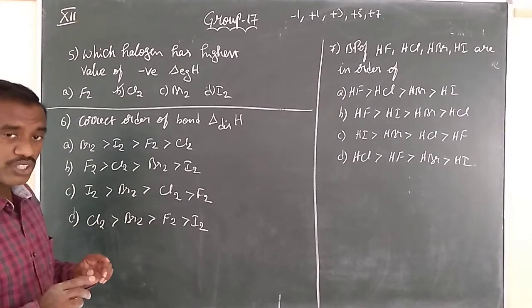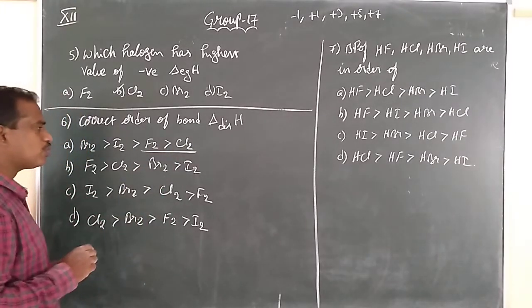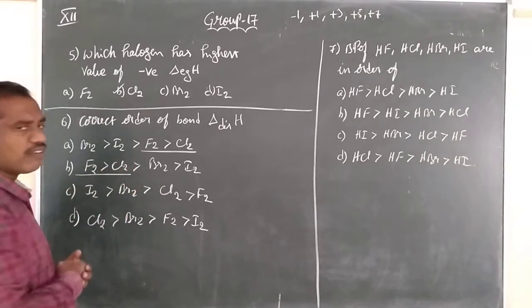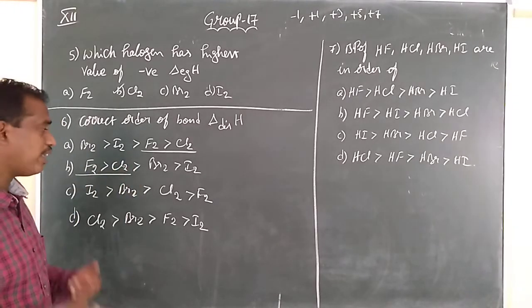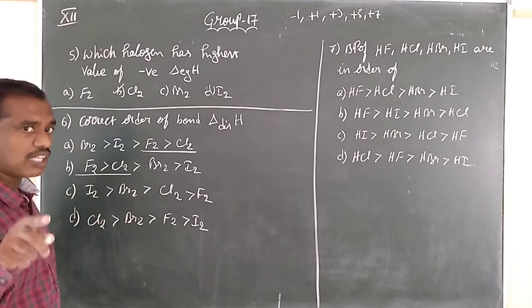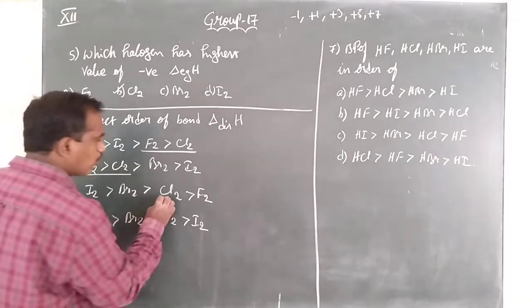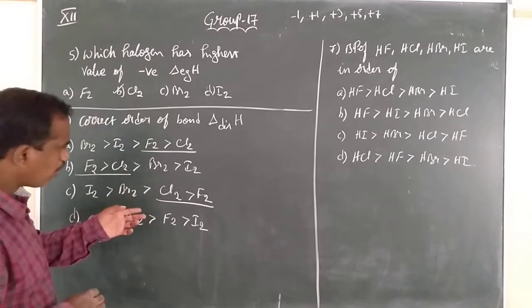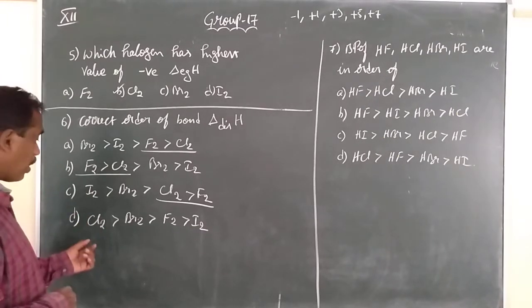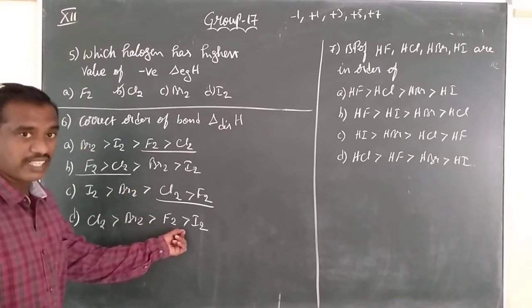Fluorine bond dissociation enthalpy is lesser than chlorine. Here you find they are saying fluorine bond dissociation enthalpy is more than chlorine. That's the wrong statement. Here also you can find fluorine bond dissociation enthalpy is greater than chlorine. That is also false. Chlorine is having more bond dissociation enthalpy than fluorine, or fluorine is having less than chlorine. So coming to this, we can study that chlorine is greater than fluorine, but we have one more order: chlorine greater than bromine, which is greater than fluorine, that is greater than iodine.